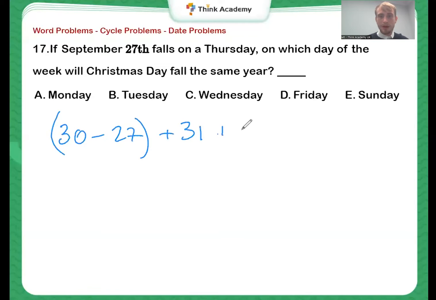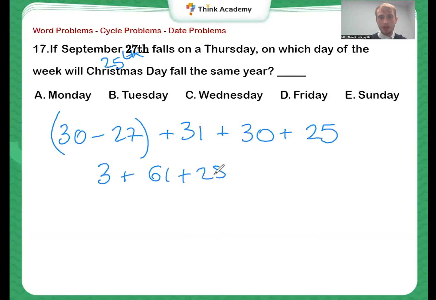Then we think about November. We've got 30 days in November. And then we think about the last 25 days in December to get to Christmas Day, which is the 25th. So that's the number of days, which is 3 plus 61 plus 25, which gives you 64 plus 25, which is equal to 89 days.